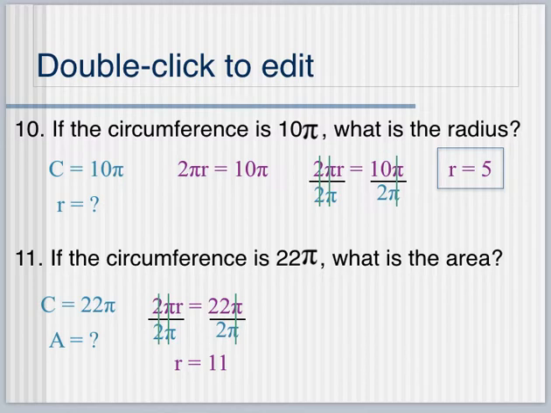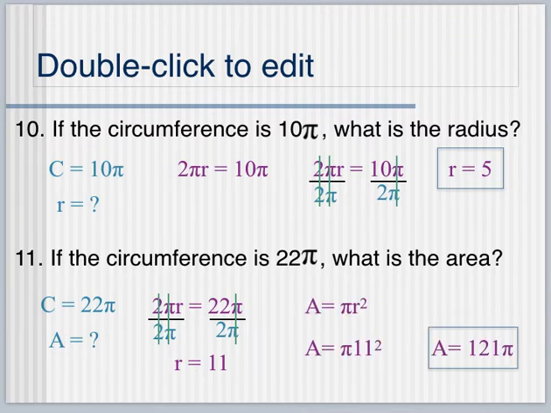How fun. And then always go back and read your summary and see what the question is. This time they're not asking for radius like last time. This time they're asking for area, so we're not quite done. We have to take the radius we figured out and plug it into our area formula. So your final answer is that the area is 121 pi.